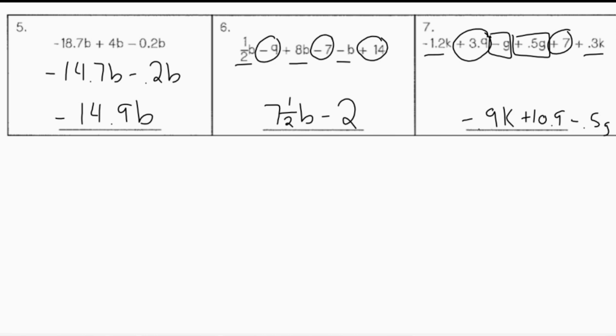Now for all of these simplified expressions, I can write them in whatever order that I choose. It is proper math to write them in descending order of the power. So the highest power would go first, followed by the second highest power and the third highest power, and so on. And it's also proper to list the variables first as well. So negative 0.9k plus 10.9 minus 0.5g is perfectly fine. I could have also had negative 0.9k minus 0.5g plus 10.9. That also works as well. The order does not matter.